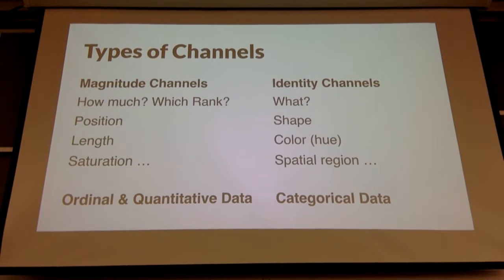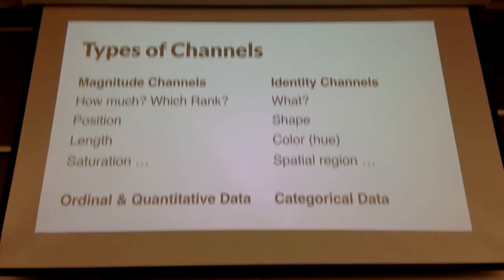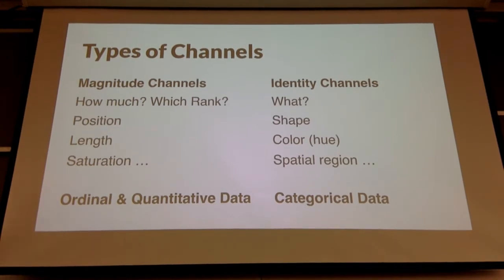Notice that shape and color do not appear here, and vice versa. There are channels that are good for either one or the other. There are channels that are good for both, like position, for example. I can use position to encode categories, like all of the items of type A are in bin 1, all of the items of type B are in bin 2. I've separated them by position. But I can't use color to encode quantitative data. Yeah? So when you say spatial region, is that similar to position? Yes.